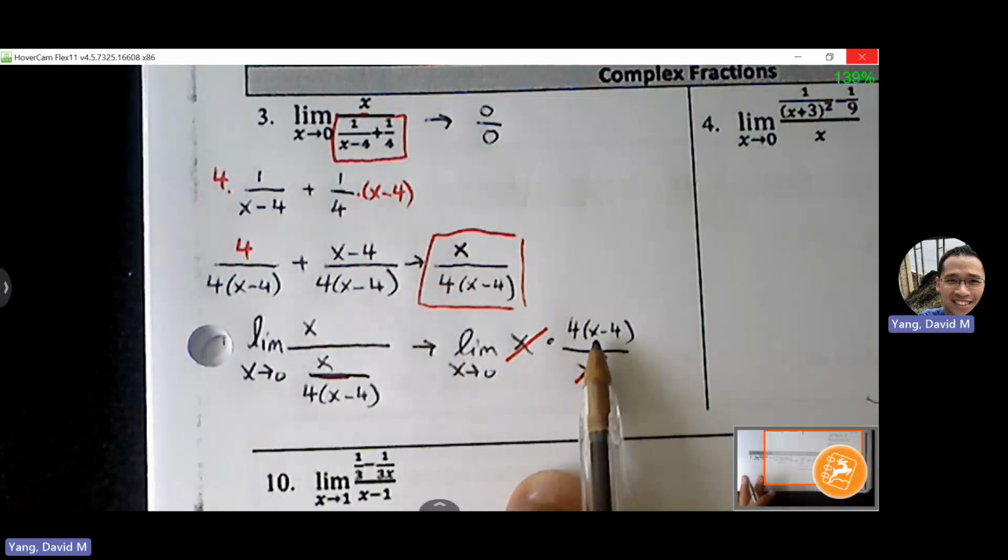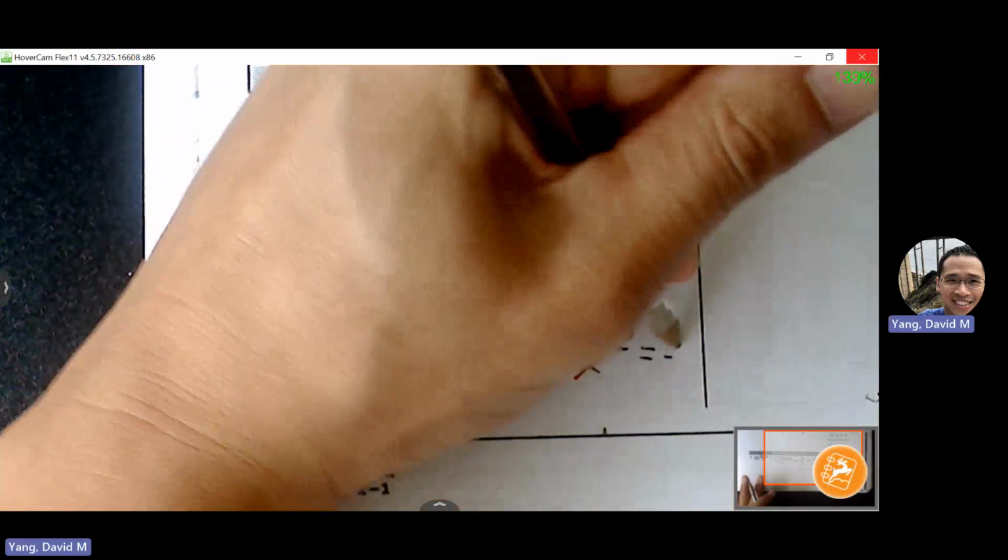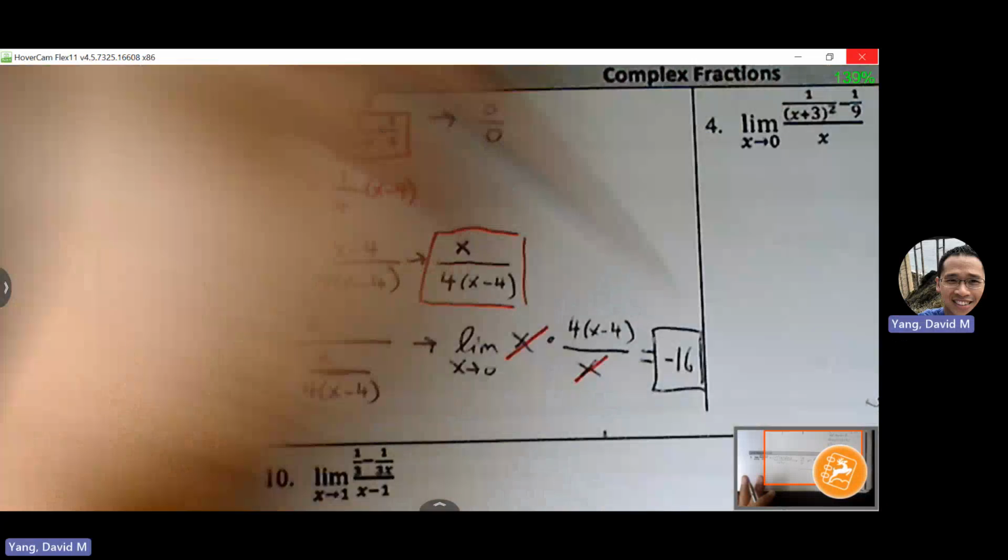So if I insert 0 in for x, 0 minus 4 is -4. 4 times -4 is -16. That's my real number answer.